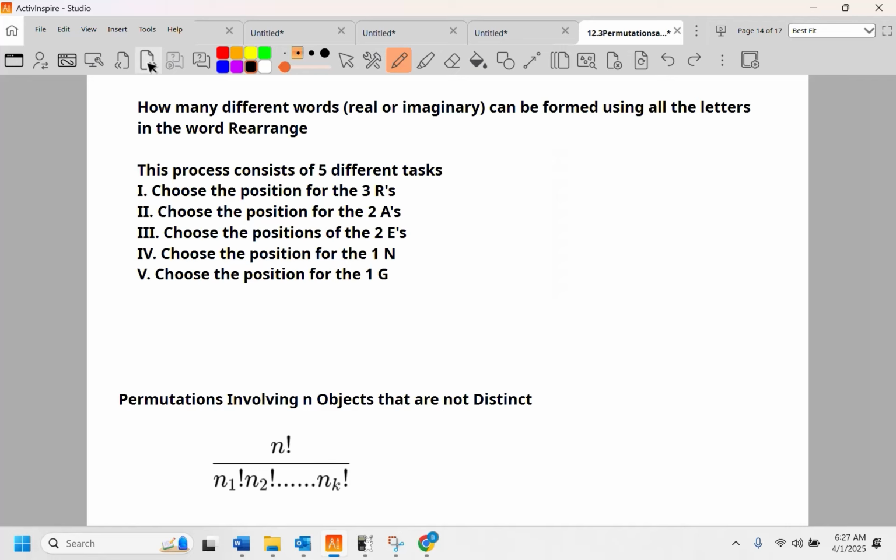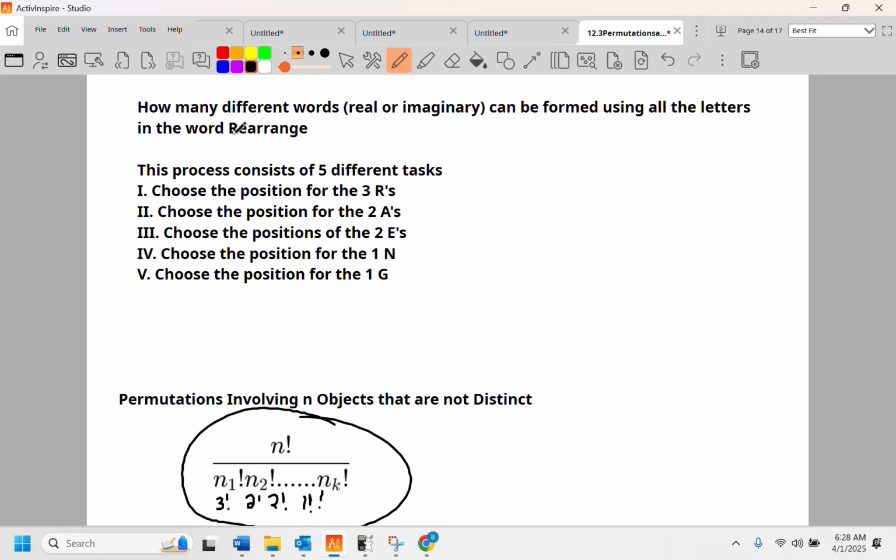And I would love to spend 5 minutes of your life showing you how this formula came to be, but here it is. It's n factorial over n1 factorial, n2 factorial, and so forth. Now, these are the repetitions of a letter. Like, there's 3 R's, there'd be a 3 factorial. There's 2 A's, there'd be a 2 factorial. There's 2 E's, there'd be another 2 factorial. And then you have a 1 factorial and another 1 factorial for the N and the G.